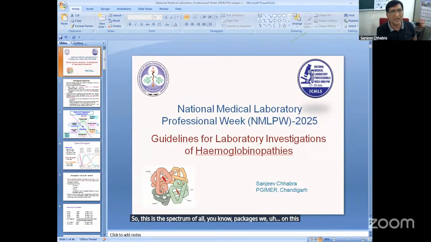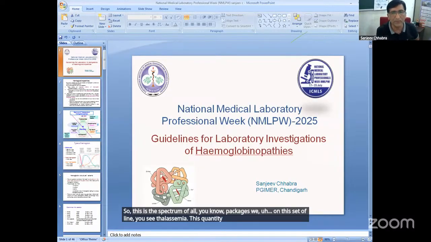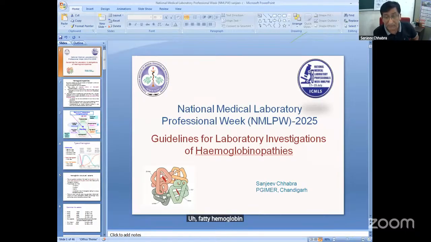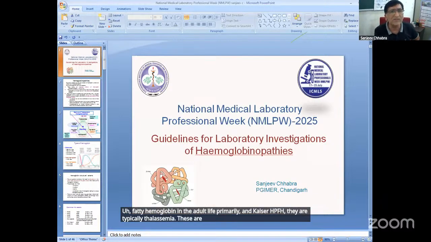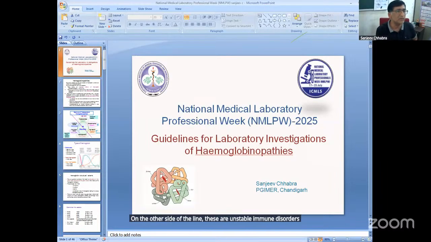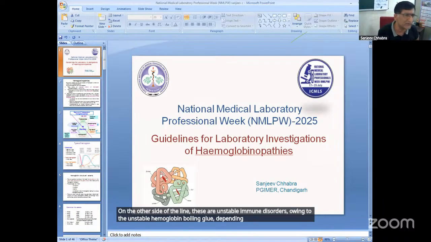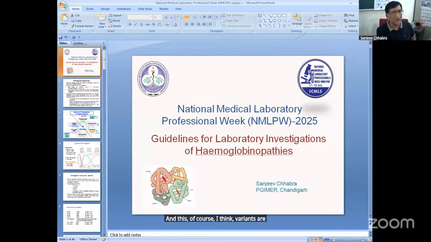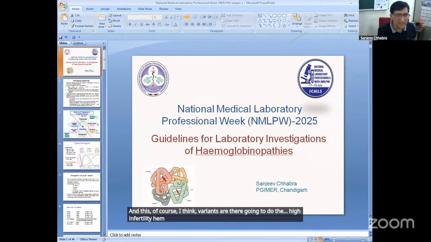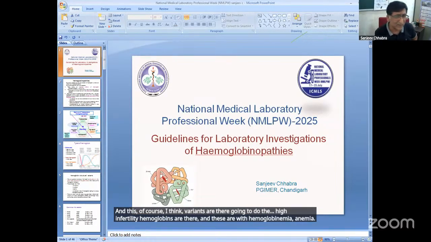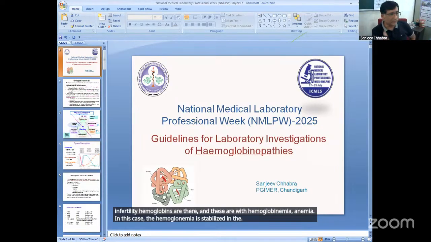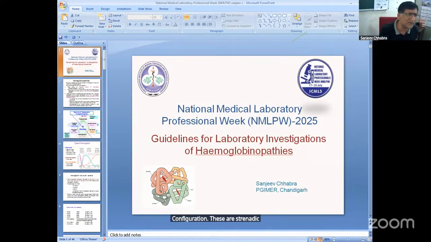On this side of the line, you see thalassemia. These are quantitative, as we have been told, and hemoglobinopathies are qualitative, like HbS, HbE, and fetal hemoglobin in adult life primarily. The causes are mainly HPFH and thalassemia, and these are all autosomal recessive. On the other side of the line, these are unstable hemoglobin disorders owing to an unstable hemoglobin molecule, depending on what kind of instability is caused by the mutations. There are polycythemic variants owing to high affinity hemoglobins, and methemoglobinemias, in which the hemoglobin is stabilized in the methemoglobin configuration. These are sporadic variants, transmitted in an autosomal dominant way.